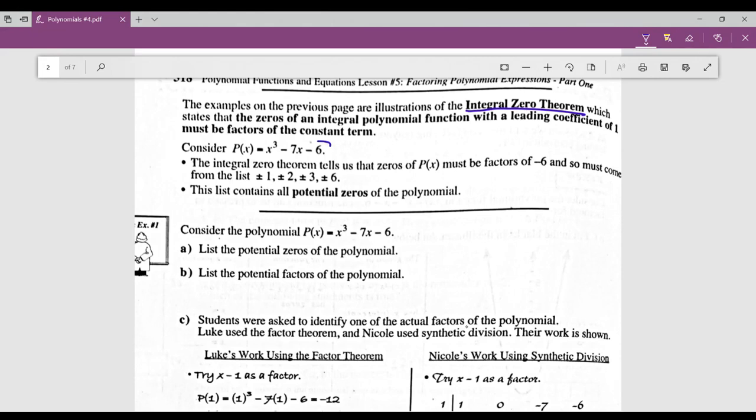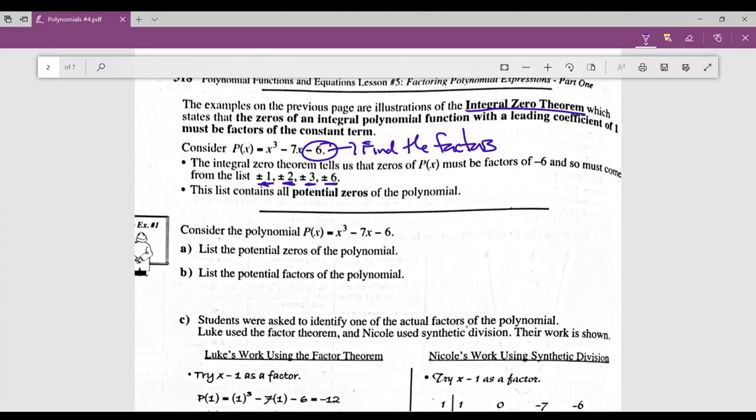So here's our polynomial. This is the constant term. What are the factors? Find the factors of that, i.e. what numbers multiply to negative 6? Well, you can do plus minus 1 times plus minus 6. You can do 1 times negative 6, or you can do negative 1 times positive 6. That's why the plus minus. Or you can go 2 times 3. Negative 2 times positive 3, or positive 2 times negative 3. Those are all the factors.